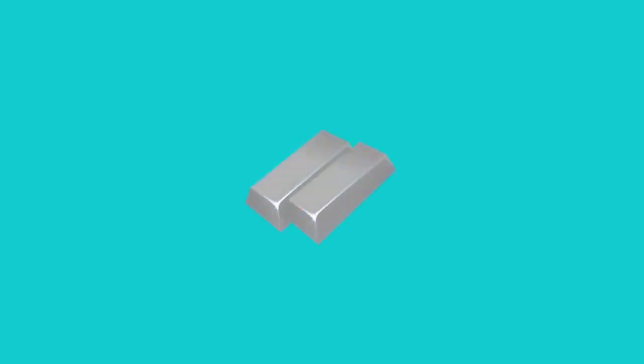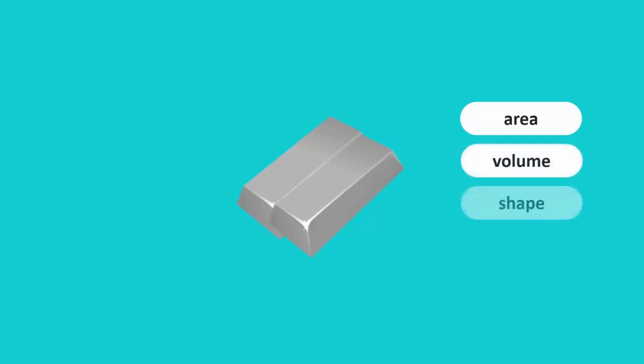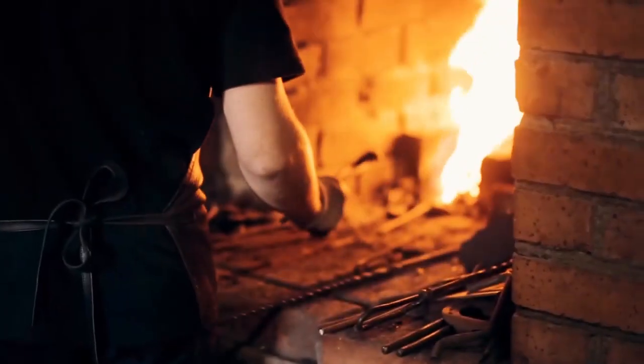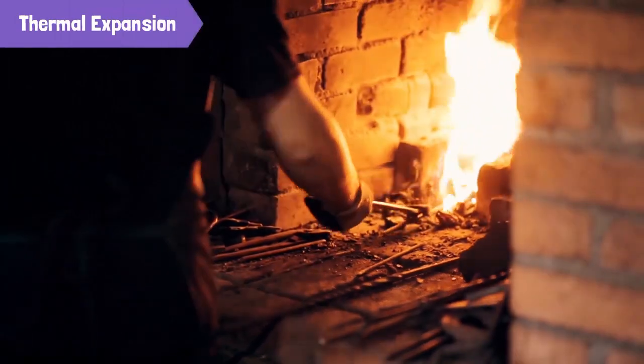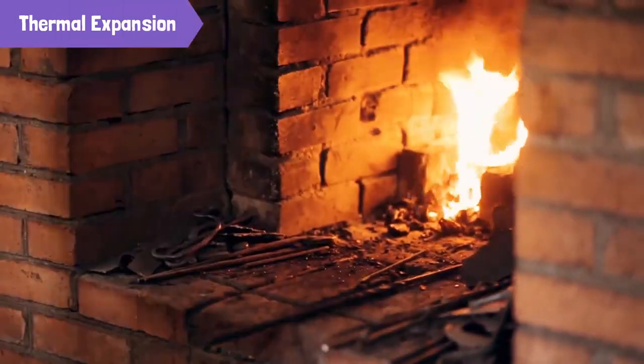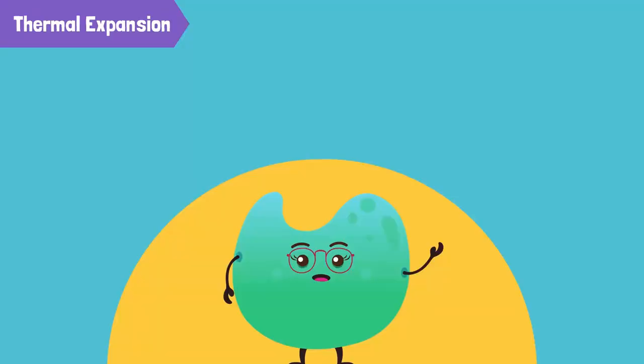Have you ever rubbed metal continuously with a surface? If so, you would have noticed that metal gradually changes its shape. It expands, therefore, there is a change in either its area, volume, or shape. Even when iron is exposed to heat, it expands. These are all the effects of thermal expansion.